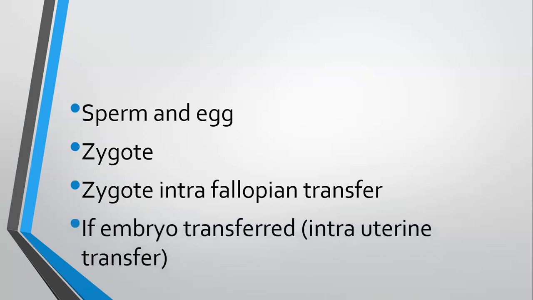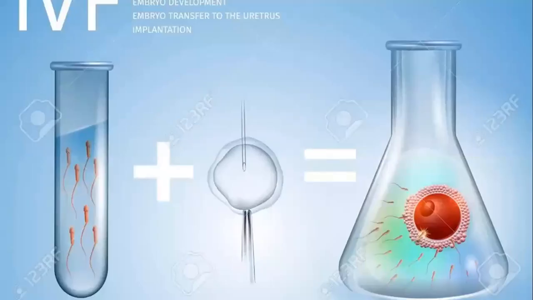Sometimes they transfer embryo. Sometimes they will allow the zygote to develop to 8 to 16 cell stage, and they will transfer the embryo. In this case, it is called intrauterine transfer. If zygote is transferred, it is called ZIFT, zygote intra-fallopian transfer. And if the embryo is transferred, then it is called IUT, intrauterine transfer. So these are all full forms. This is the same picture. If the zygote is fertilized, sperm, ovum, they fertilize, and then they will transfer it.